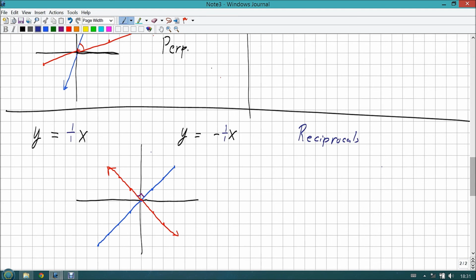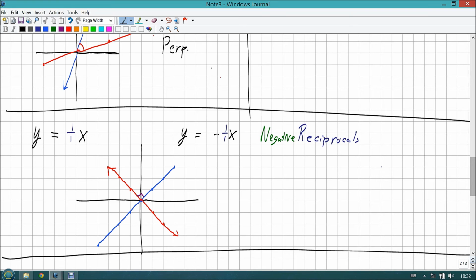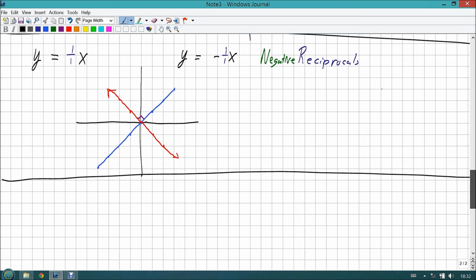But they're also negative reciprocals. This one is a positive slope. This one is a negative slope, which creates a situation where you have two that are negative reciprocals of each other. So for perpendicular lines, you can't just say, oh, the slopes are opposite. Hate that word. The slopes are not opposites. For perpendicular lines, they are the negative reciprocals of each other.